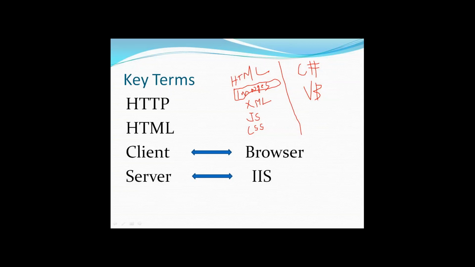Good. So these cannot be understood by your browser. The first type of languages are called client-side code, and this second type of languages, which are understood only by your server and cannot be understood by your browser or client, are called server-side languages. Making sense?